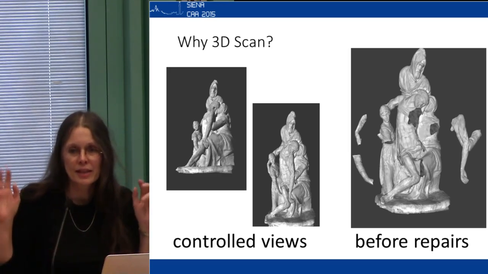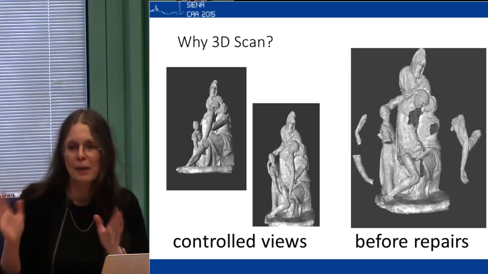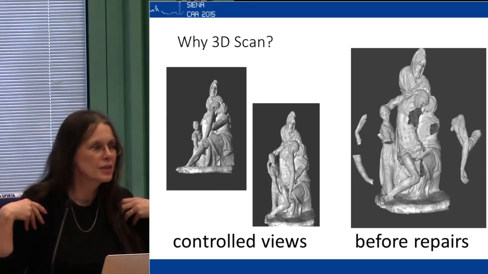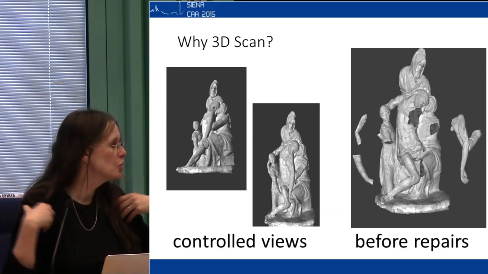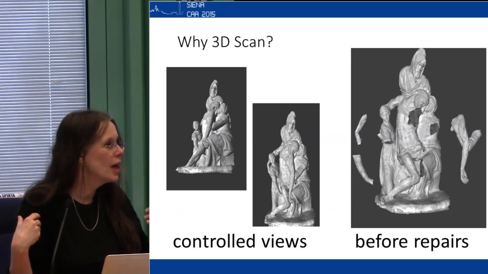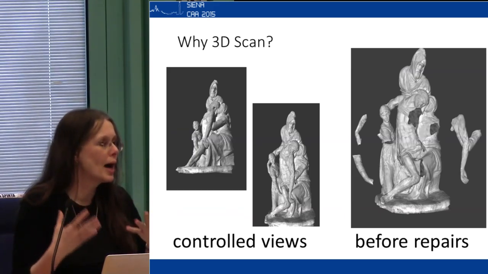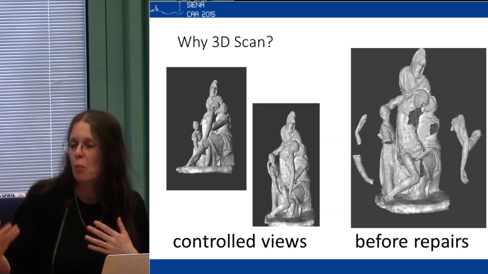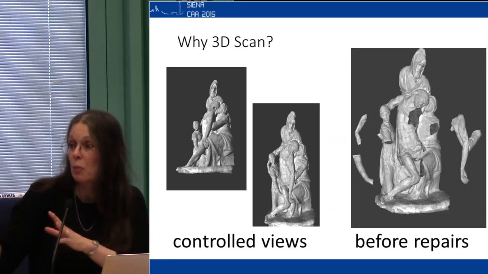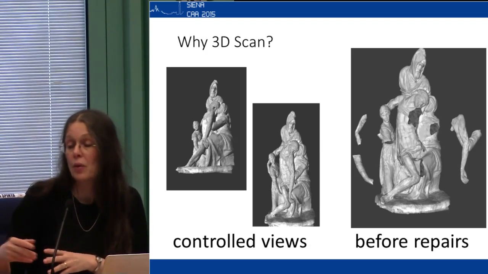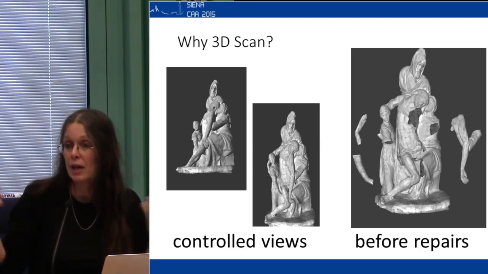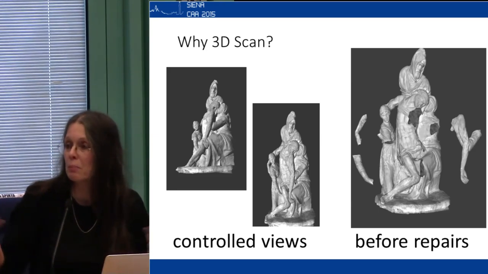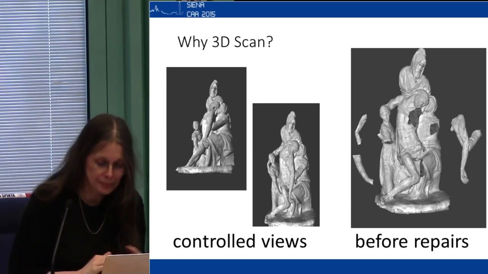And then the killer app, the thing that sold IBM on it, was that parts of the statue had been removed by Michelangelo himself. And so the big question was why. Professor Wasserman had his own theory of what Michelangelo wanted to do with the work. So he wanted these pieces to be removed digitally so he could see what the form would be. And he wrote a book justifying his theory.